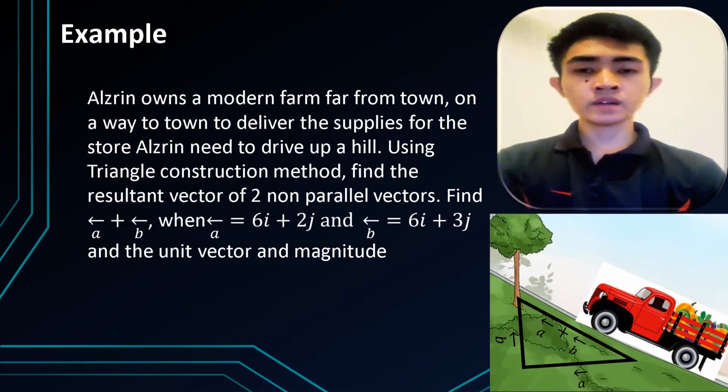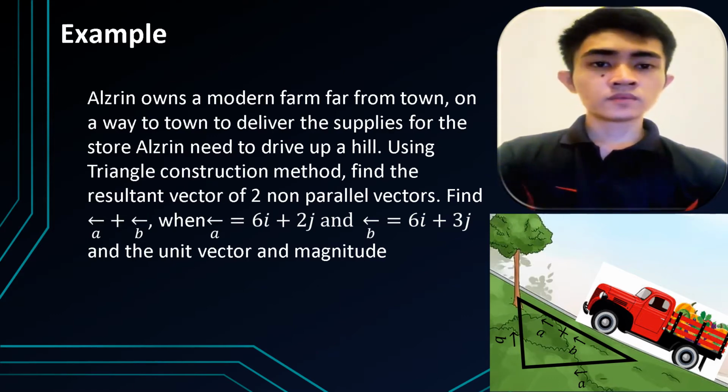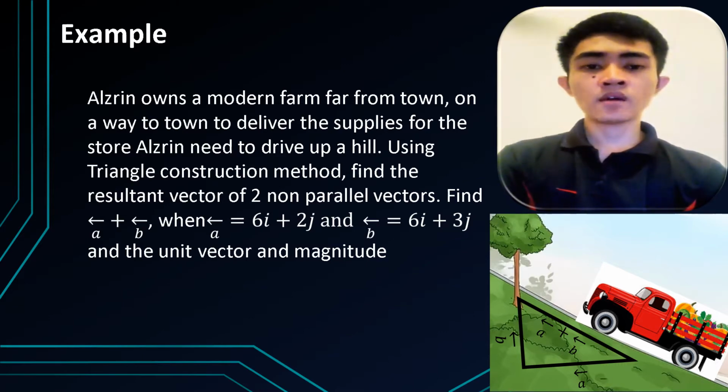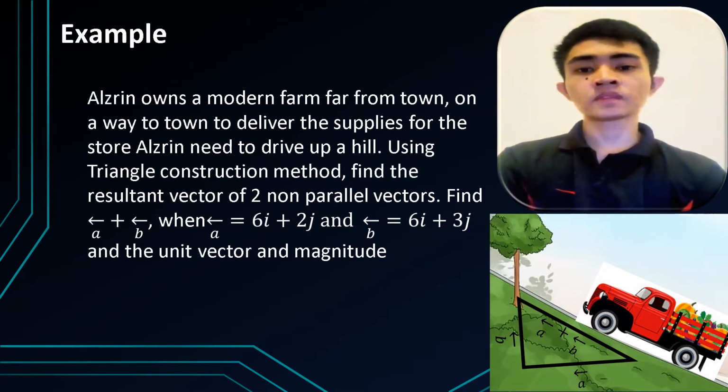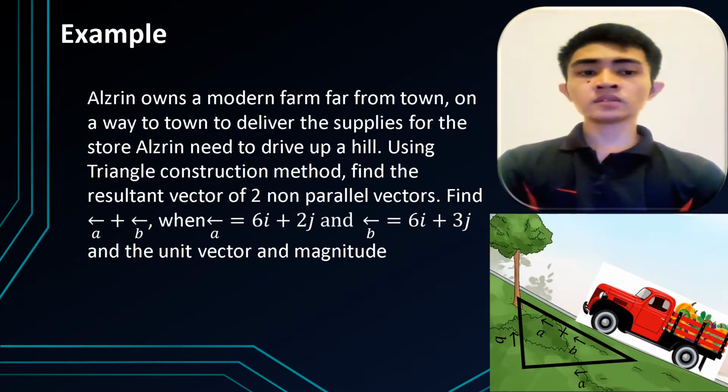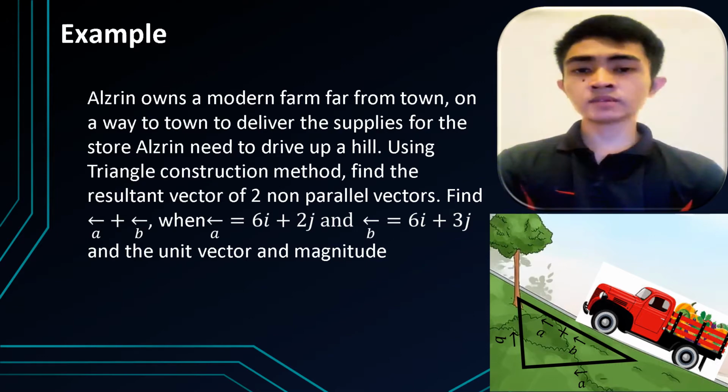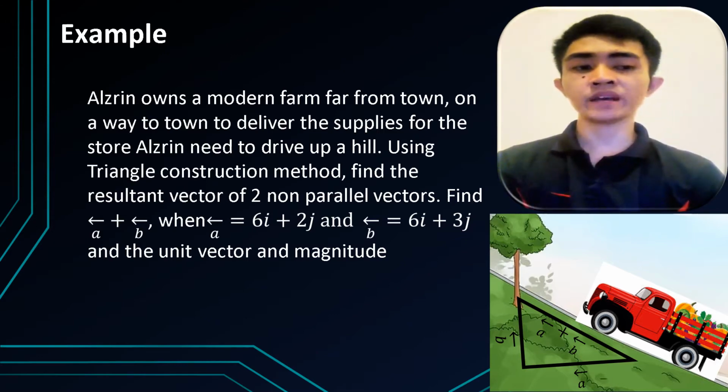One example of the use of vector in agriculture is, for example, Azrin owns a modern farm far from the town. On the way to the town to deliver supplies for the store, Azrin needs to drive up a hill. Using the triangle construction method, find the resultant vector of two non-parallel vectors. Find a plus b when a equals 6i plus 2j and b equals 6i plus 3j, and the unit vector and the magnitude.